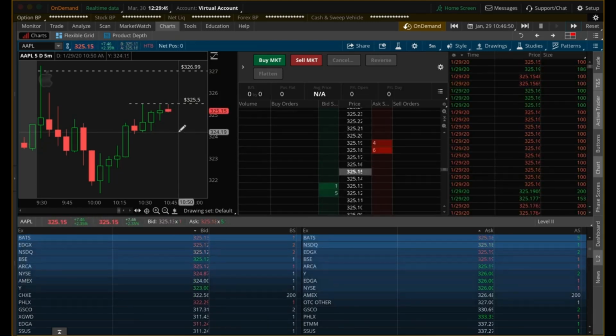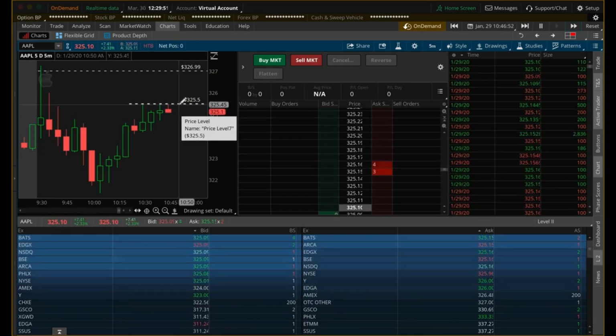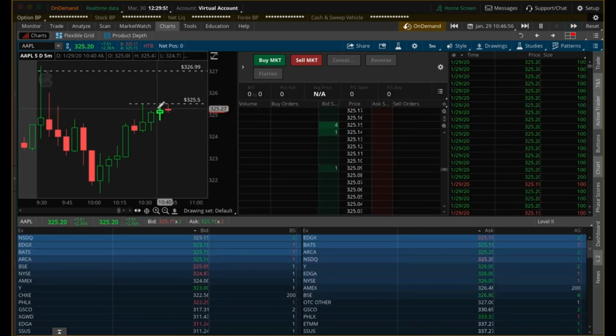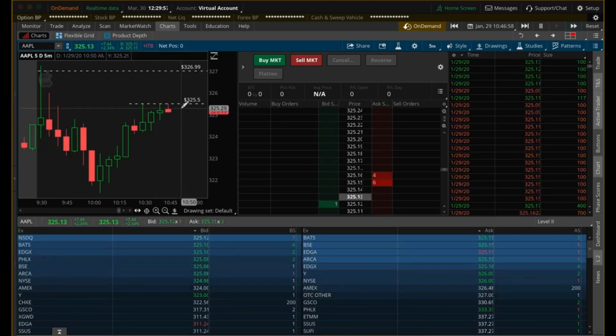Now this method is only good for scalping. This isn't good for holding long term. This is good for major key levels if we want to break above it, bearish or bullish.